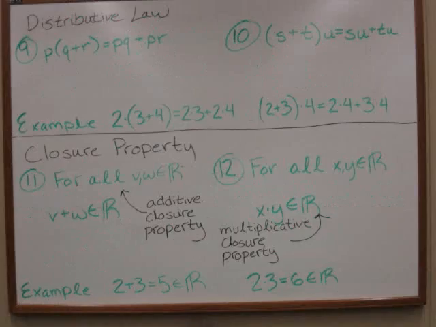Look at two laws. First is the distributive law. We're going to say that the number in front or in the back gets distributed over the numbers inside the parentheses. The other is the closure property. It's saying that for any values that we put in, as long as they're real, if we add them or multiply them together, we're going to get another real number out.